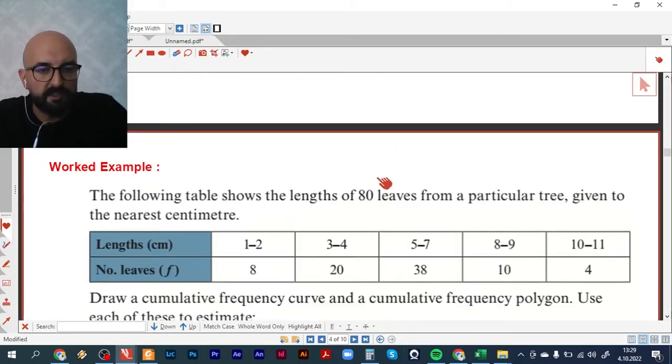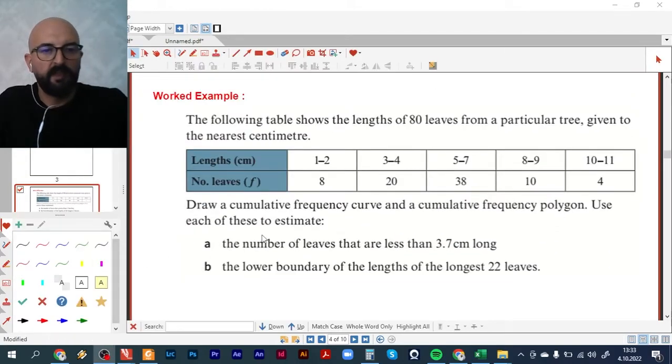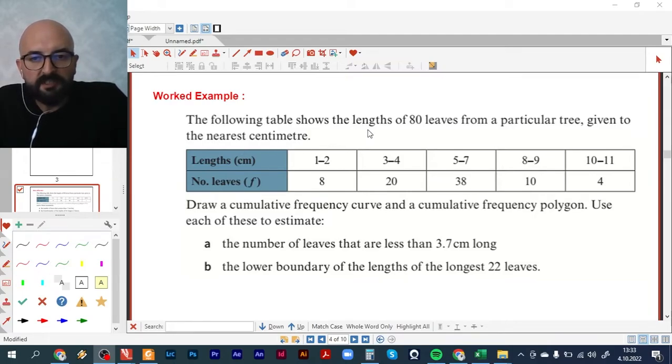And if we return to the other example: the following table shows the length of 80 leaves from a particular tree given to the nearest centimeter. Draw a cumulative frequency curve and a cumulative frequency polygon. Use each of these to estimate the number of leaves that are less than 3.7 centimeters long, and the lower boundary of the length of the longest 22 leaves.